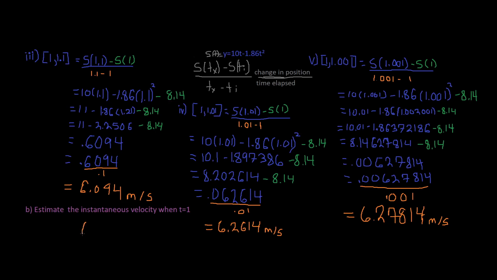that the instantaneous velocity is 6.3 meters per second. And if we kept plugging in numbers and making the time elapsed smaller, we would eventually get a number that looks like this. So this is our instantaneous velocity.